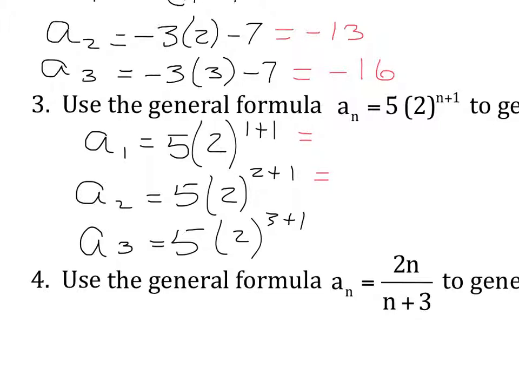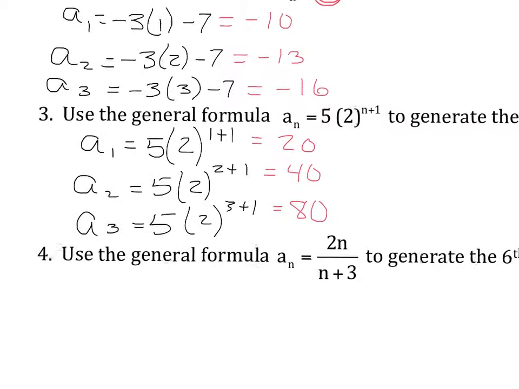So now, evaluating these, that would be 5 times 2 squared. So 2 squared is 4, 5 times 4 is 20. 2 to the 2 plus 1 is 8, 5 times 8 is 40. And 2 to the 3 plus 1 is 16, 5 times 16 is 80.